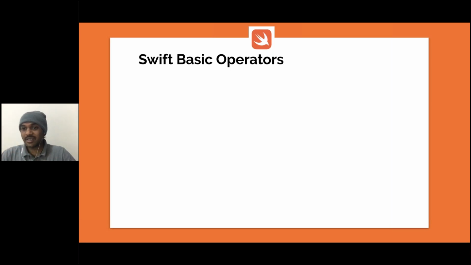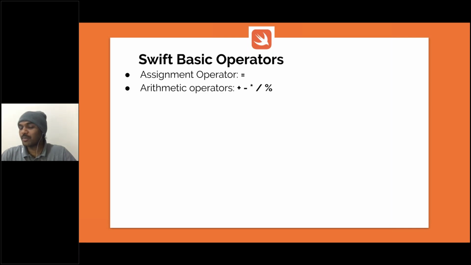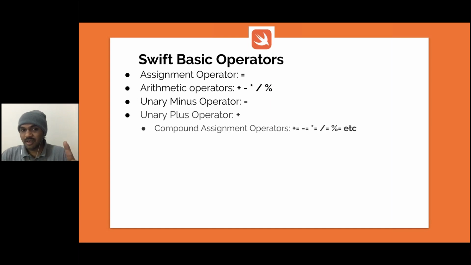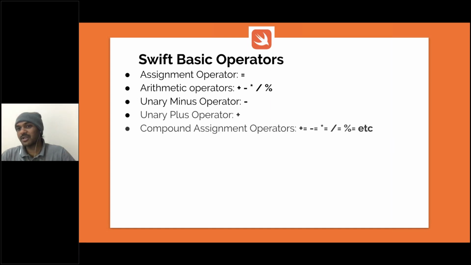Apart from the existing operators, there are some specific operators which are compatible in Swift itself. If you consider the assignment operator, that is the simple equal to symbol used to assign data, whereas arithmetic operators plus, minus, addition, subtraction, multiplication, division, mod are all supported. Then unary minus, unary plus operator, and compound assignment operator. Compound assignment operator means, like a equal to a plus b. In place of writing a equal to a plus b, we can write a plus equal to, a minus equal to. The assignment operator can be combined with other operators, and those are called compound assignment operators.